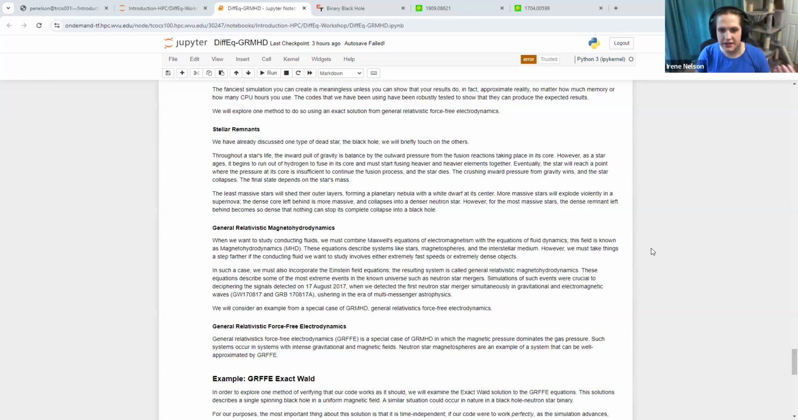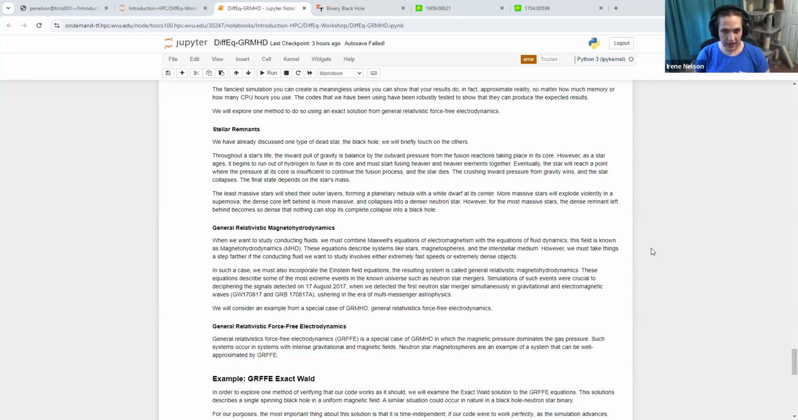But stars die when they run out of fuel to fuse in their core, because throughout their life, the inward pull of gravity is balanced by the outward pressure from the fusion reactions taking place in the core. As the star ages, it eventually runs out of hydrogen, and then it starts fusing helium, and then eventually it runs out of helium in the core to fuse, and it starts fusing heavier and heavier elements until eventually the pressure at the core is insufficient to continue the fusion process, and the star dies.